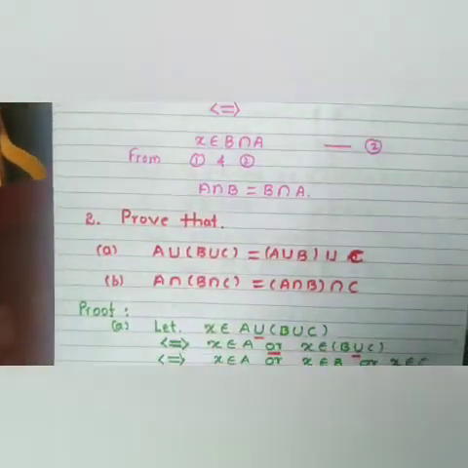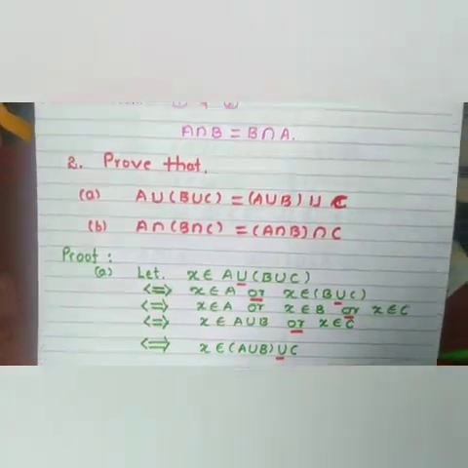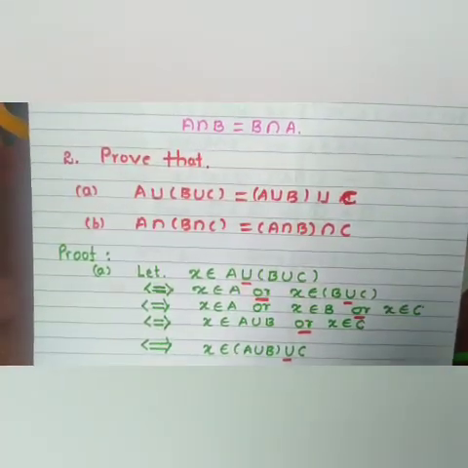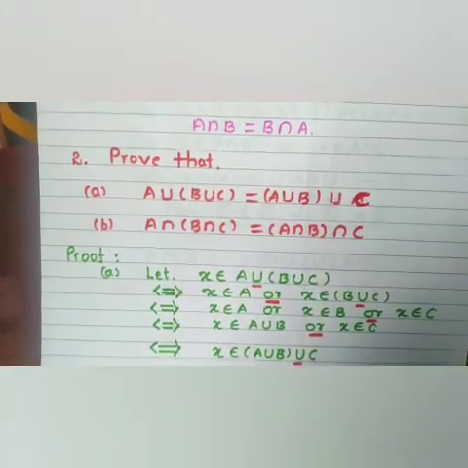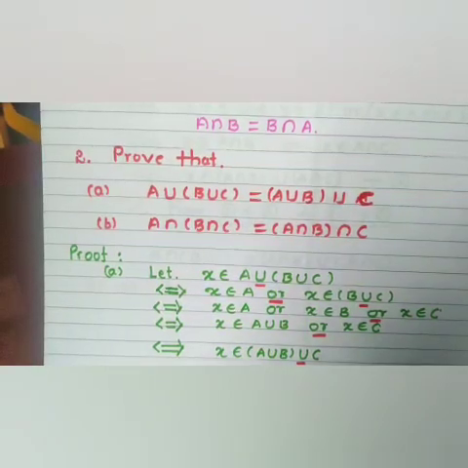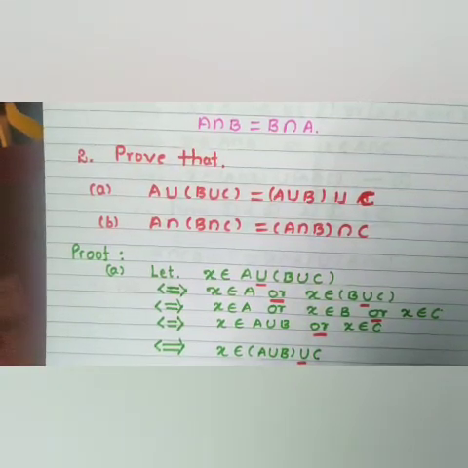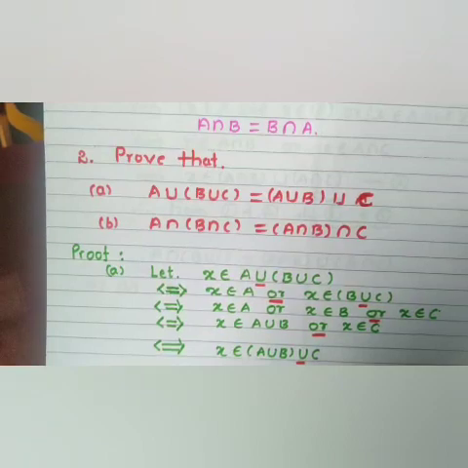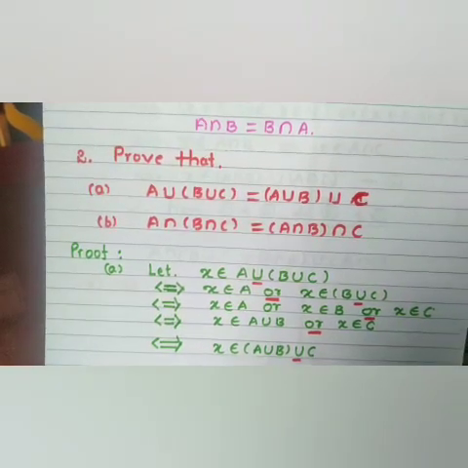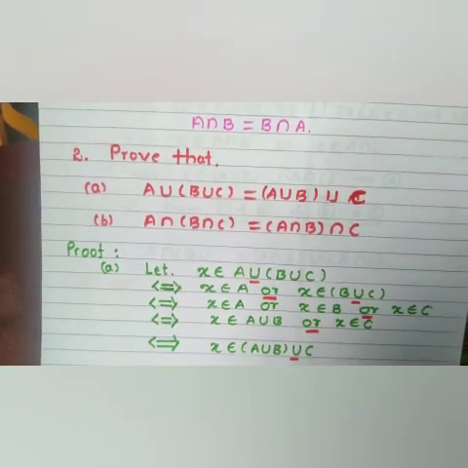Next, to go for the same method by associative law. To prove the associative laws: prove that A union of B union C, it is changed in the bracket only, is A union B union C. Instead of union, intersection: A intersection of B intersection C is A intersection B intersection C.